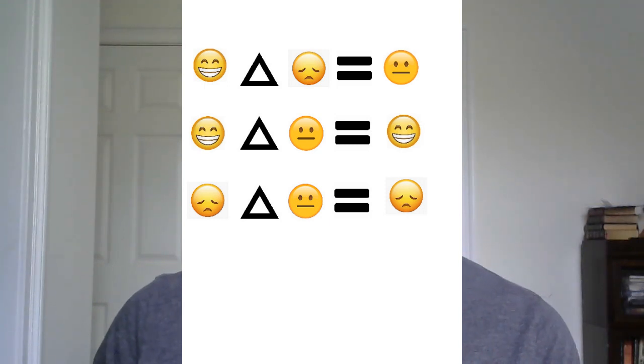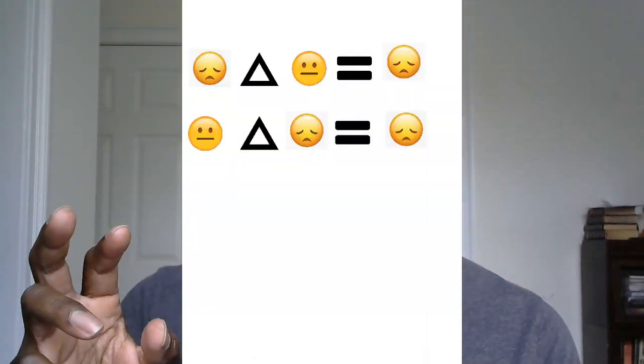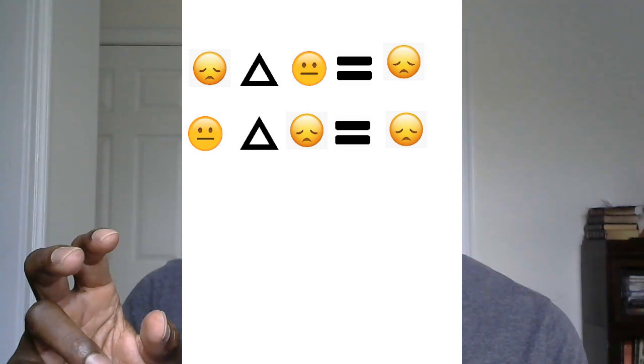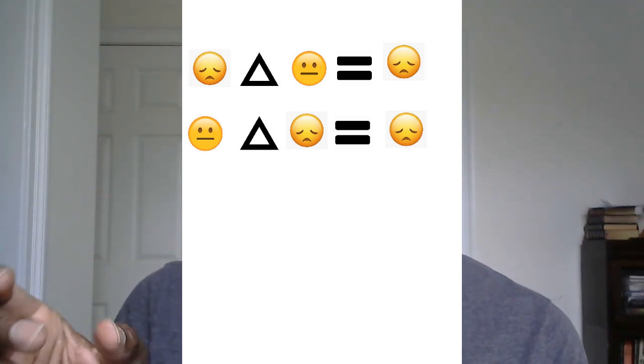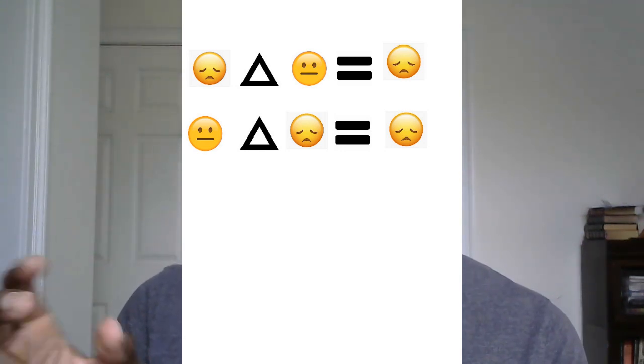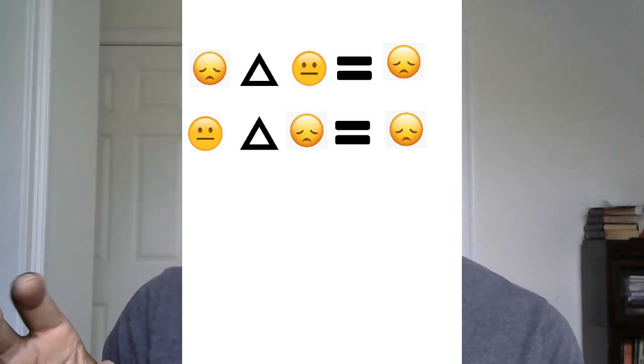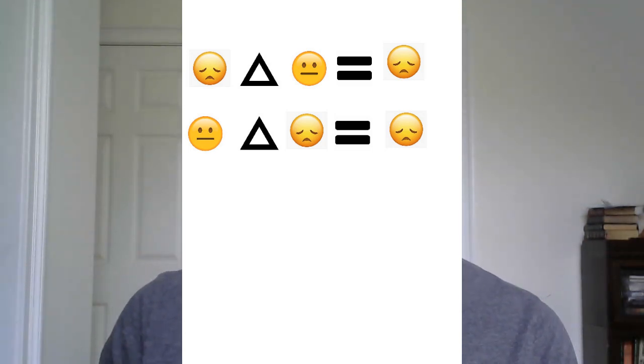Okay, but when they interact with one another, what's going to happen? Well, I'll say that happy triangle sad is indifferent. Happy triangle indifferent is happy. And sad triangle indifferent is sad. I'm also going to say, if I flip these around, in other words, if I say sad triangle indifferent is going to be the same as indifferent triangle sad.